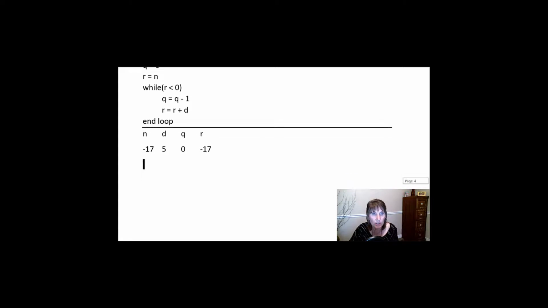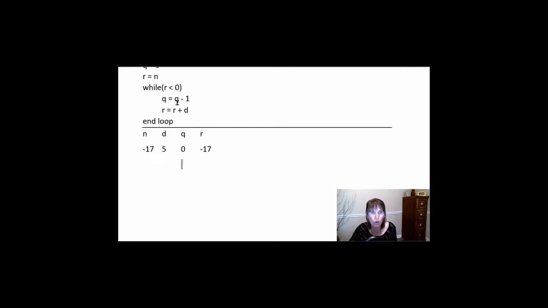All right, now how does this one work? Well, it's a little bit different. We keep going as long as r is less than 0, right? It's got to be in that range between 0 and d minus 1, so between 0 and 4 to be a valid remainder. And so we're going to keep going until that's the case. And what we do is we check, is r less than 0? It is. It's a negative 17.